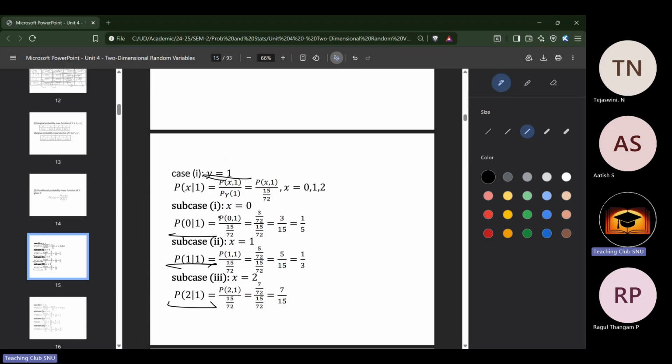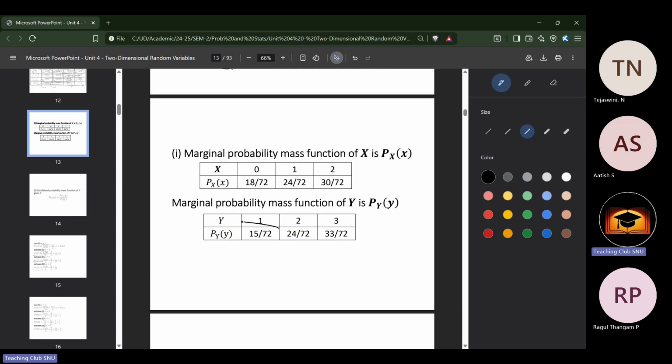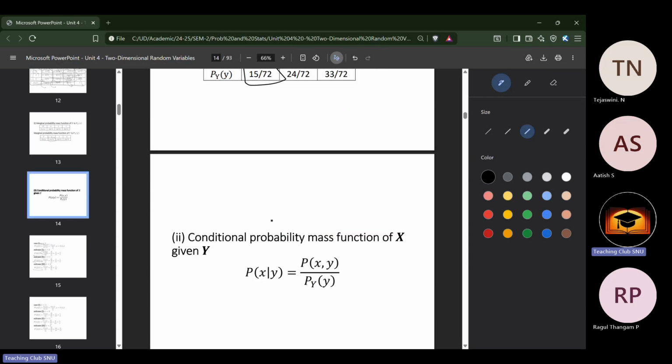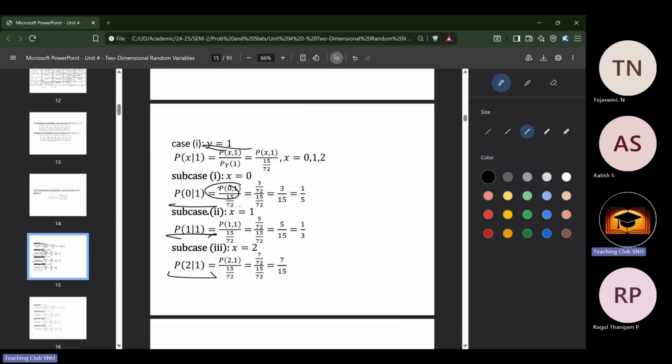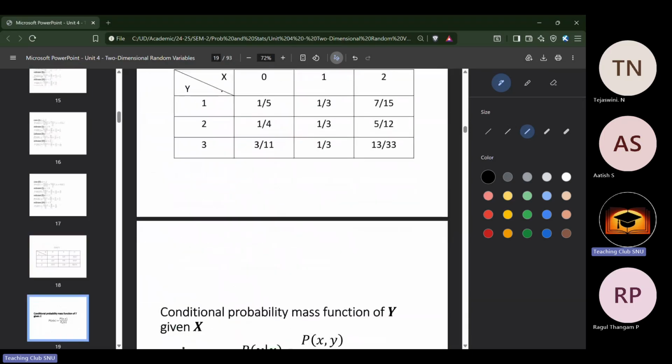0 given 1 would be p of 0 comma 1. That you can take from the table. P of 1. How do you take p of 1? Then that p y of 1. So that will be given in the marginal table which you have, 15 by 72. You see this p y of 1 would be 15 by 72. Yes. So the denominator will be the marginal value. The numerator will be the joint probability value. And that will be the overall conditional value. Yes, you do it for all the possibilities and make a nice table like this.